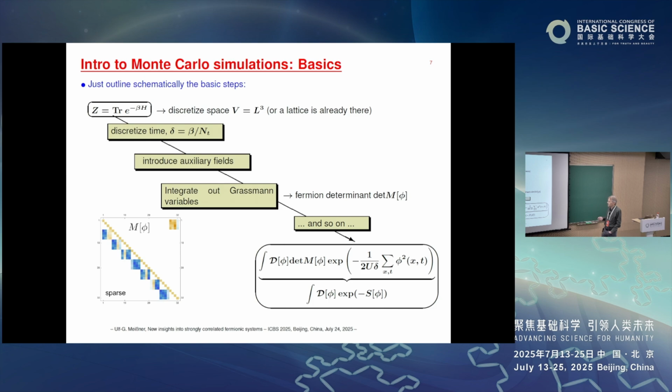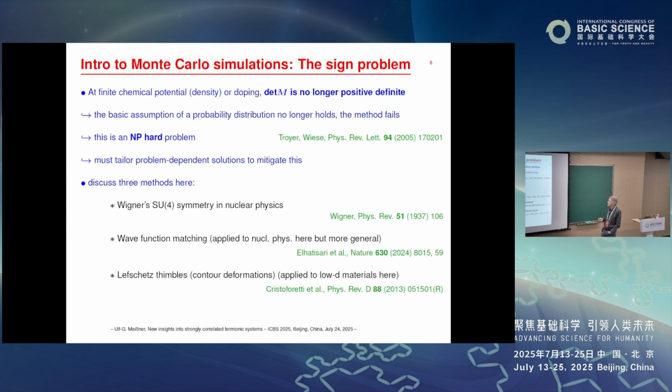Now, this is all nice and it's well worked out, of course, over many decades. The problem is that as soon as you go to finite chemical potential or finite density or doping in a condensed matter system, this determinant M is no longer positive definite. So the basic assumption that you deal with a probability distribution no longer holds and the method essentially fails. This is known as the fermion sign problem, and it is also known to be an NP-hard problem, shown in this paper by Troyer and Wiese.